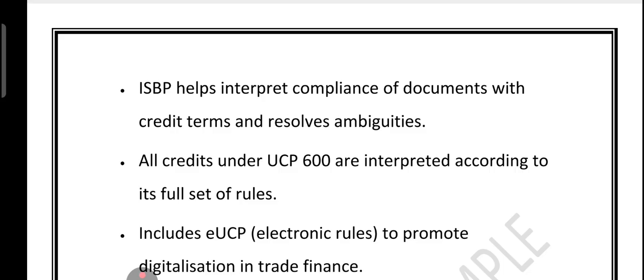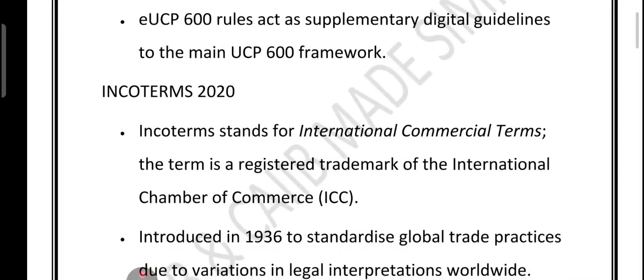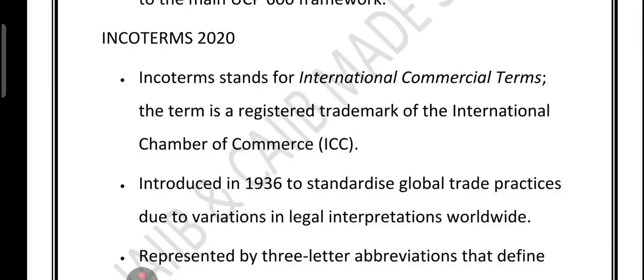Now friends, let's switch our focus to the Incoterms. Incoterms are something super important in international trade. The word Incoterms stands for International Commercial Terms. IN means international, CO means commercial, so international commercial terms. And it is actually a registered trademark of the International Chamber of Commerce, or ICC for short.